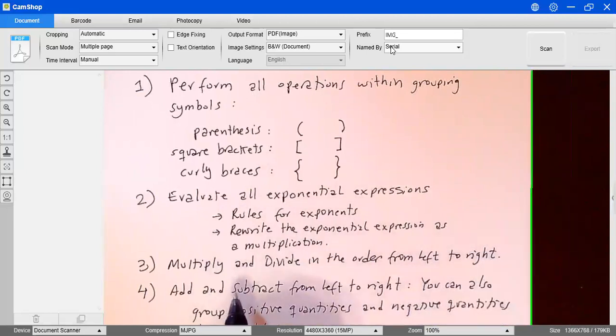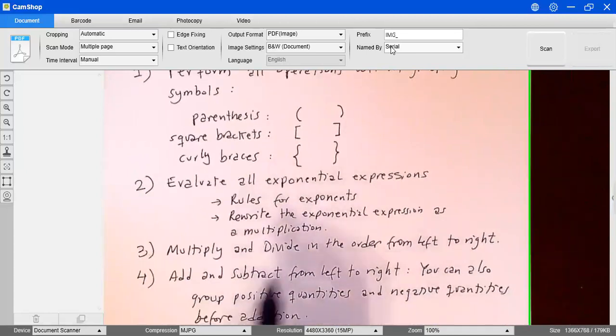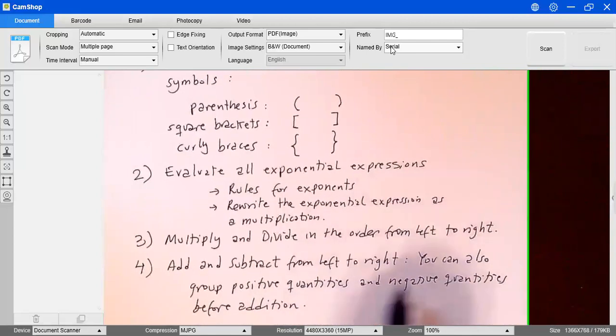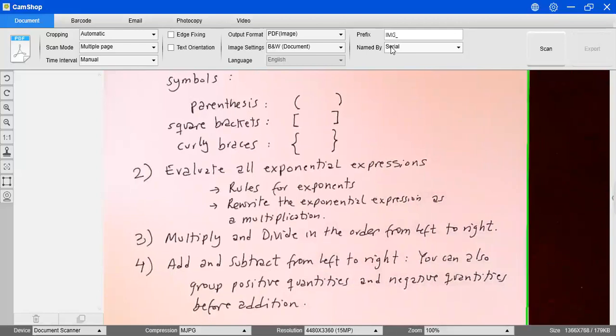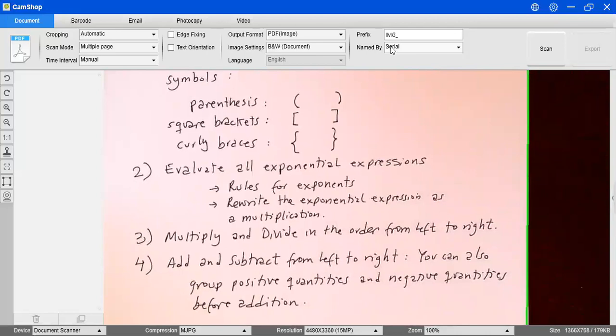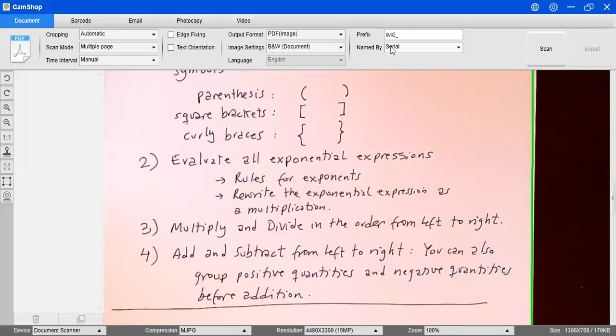And then there is a similar rule for addition and subtraction. You're going to add and subtract from the left to the right. But in this case, we can do it in a different way. You can also group all the positive quantities and group all the negative quantities, then add them up, and at the end you're going to end up with addition of two numbers or two quantities with different signs. So those are the steps to follow when we are trying to simplify an algebraic expression.